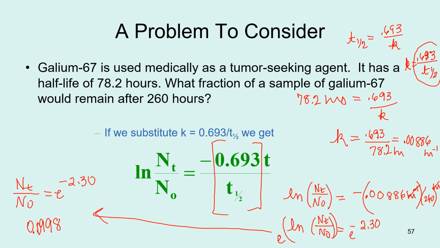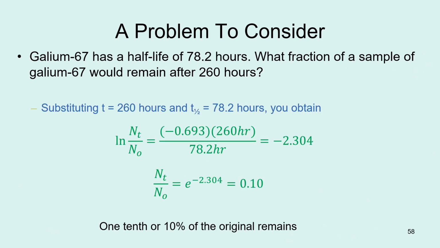If you want to convert it to a fraction, 0.0998 out of 1, or rounding it, 0.0998 rounds up to 0.1. So here's the math done. Negative 2.304, take e raised to this whole thing, raise e to each side, the natural log cancels, and you have Nt over N0. e to the negative 2.304 gives you 0.1. I just rounded to two significant figures. So that means the fraction is 1/10, or you could say 10%. If they asked what fraction of the sample, 1/10 of the original; what percentage, 10% of the original. Either one works.